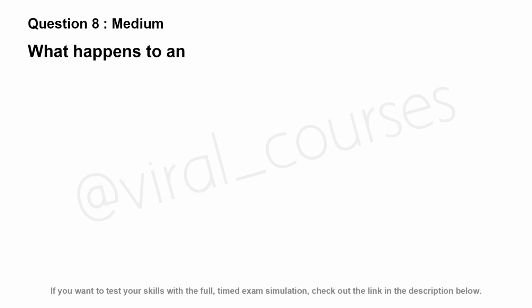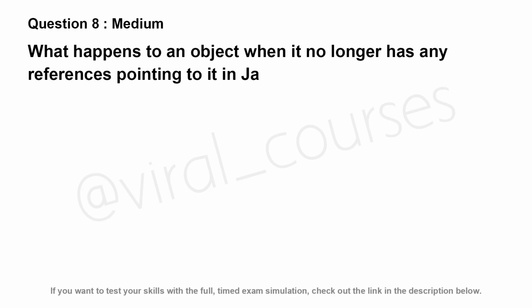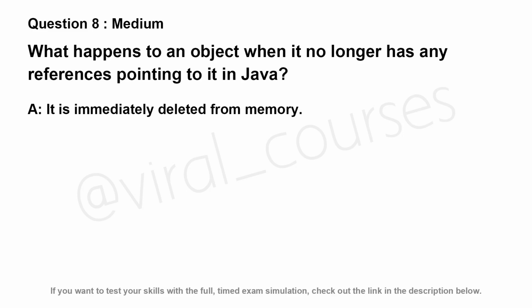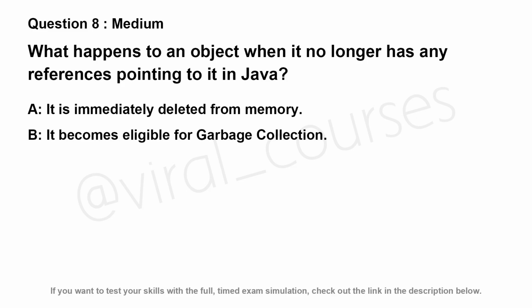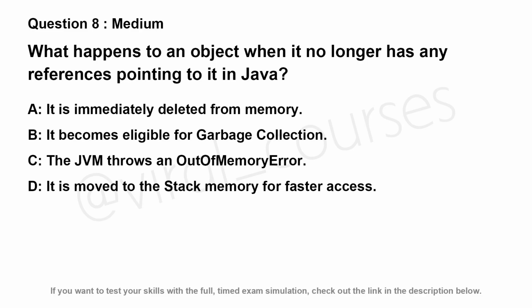What happens to an object when it no longer has any references pointing to it in Java? Option A, it is immediately deleted from memory. Option B, it becomes eligible for garbage collection. Option C, the JVM throws an out-of-memory error. Option D, it is moved to the stack memory for faster access.